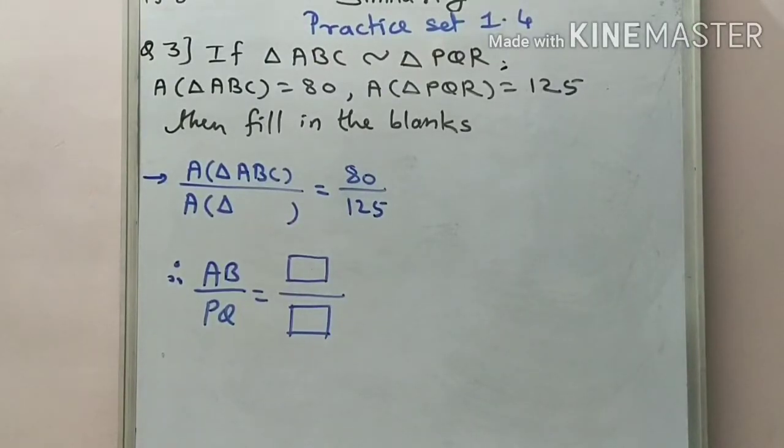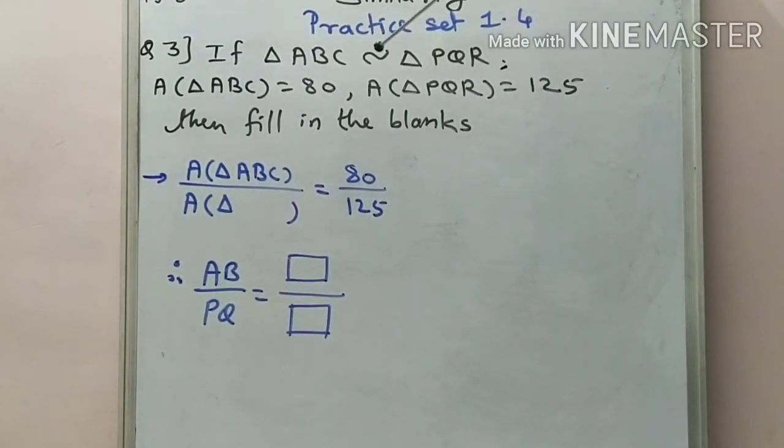Now the second one I will keep as your homework, students, same as the first. Now we try the third one. Actually all these examples are on the same theorem, the ratio of areas of similar triangles. Okay, now the third one.